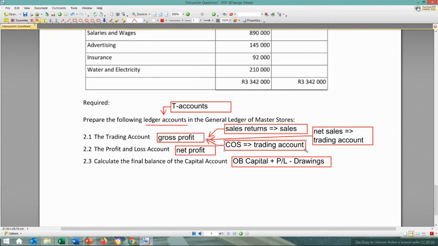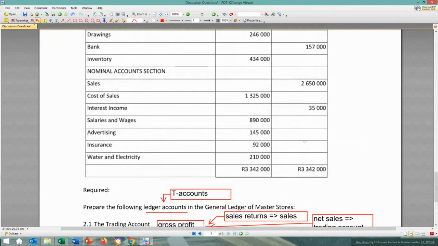Okay, so let's go have a look. If we look at the information provided, we've got a sales account of 2.6 million. We've got cost of sales of 1.3 million. We have interest income. We've got salaries and wages. We've got advertising, insurance, water, and electricity. Okay, so there's no sales return.